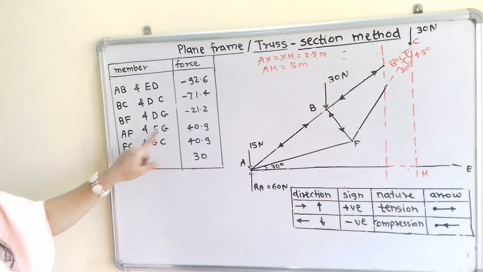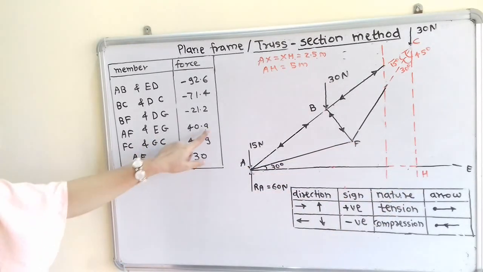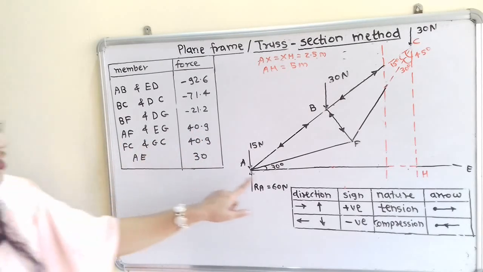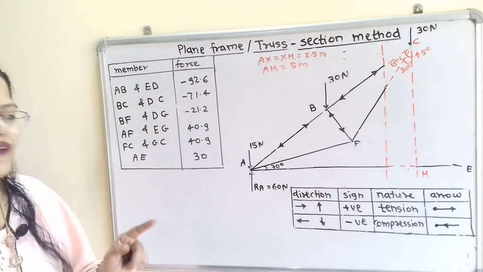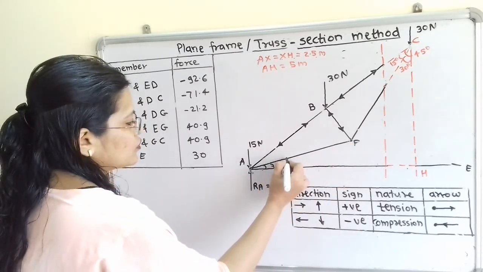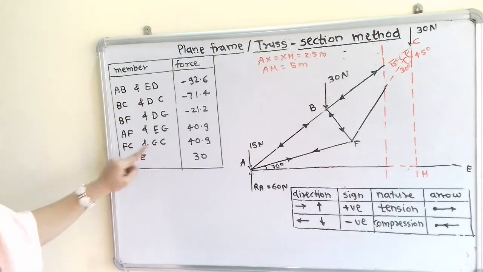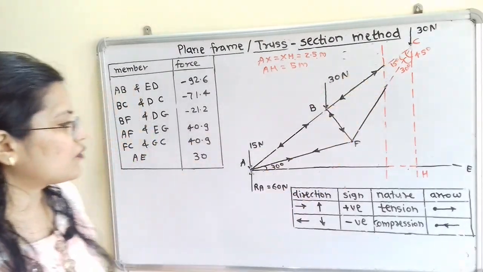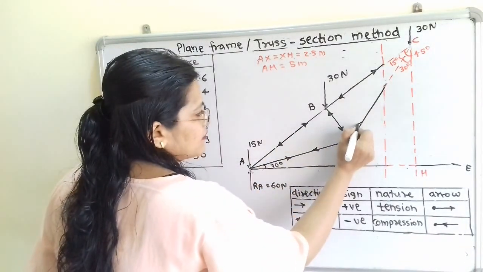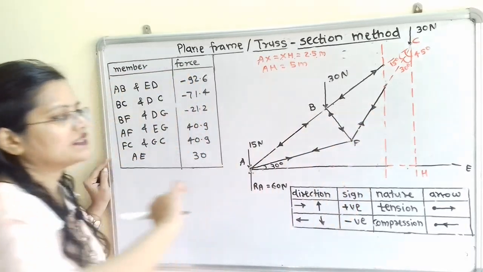Now next is AF and EG. So here is AF and on that side there is EG. So here magnitude is 40.9 and nature is tension. So for tension we have to show direction of arrow away from the joint. So here is the joint A and here is the joint F. So we have to show arrow away from the joint. Then FC and GC. So here is FC. So we have to show nature tension where arrow is away from the joint. So away from joint F and away from joint C. So this is the arrow.